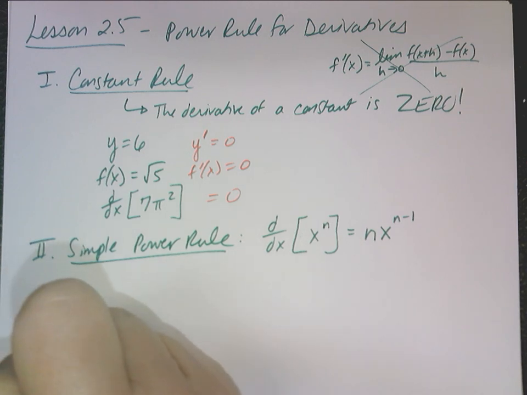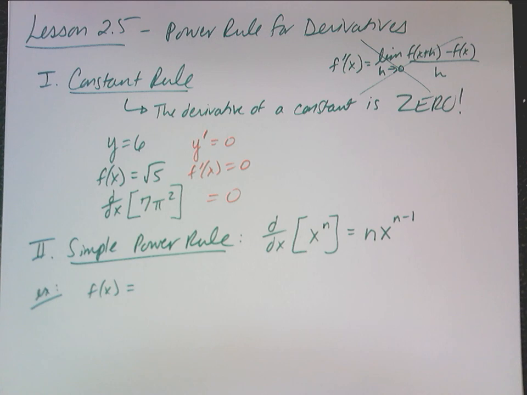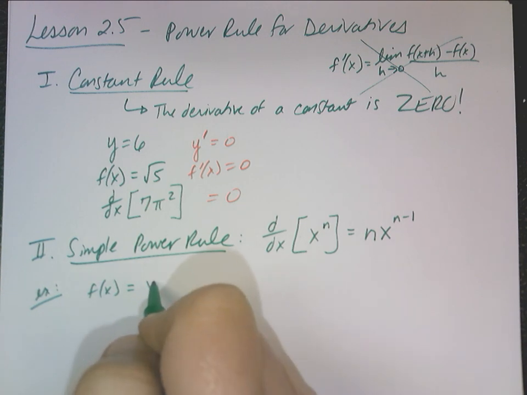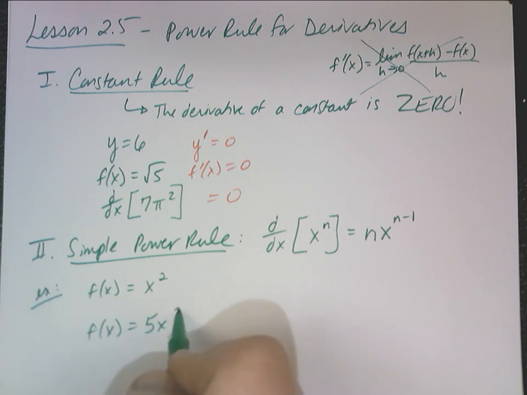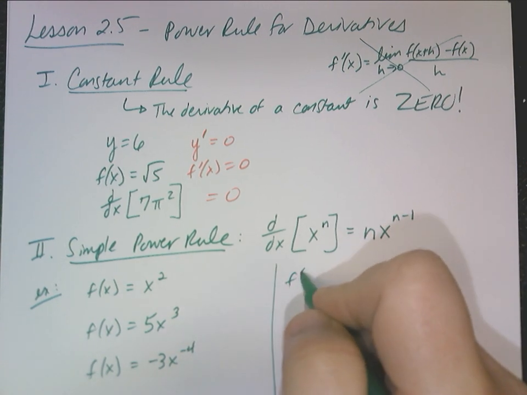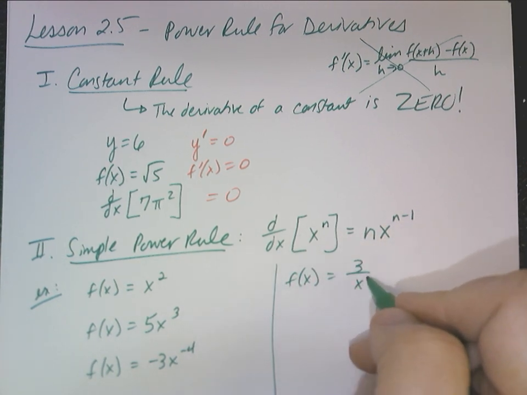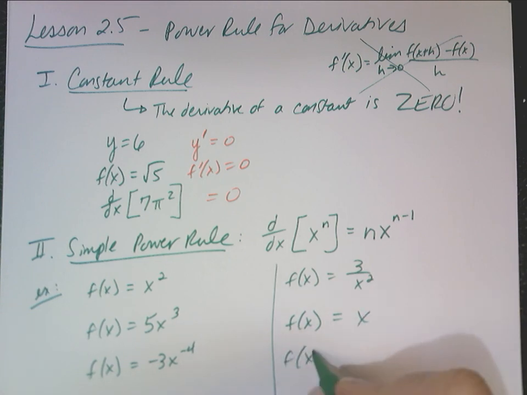So let me give you some examples. Just write it? Yeah, and let me give a couple. So f of x equals x squared, f of x equals 5x cubed, f of x equals negative 3x to the negative 4. F of x equals 3 over x squared. A lot of people get these wrong, so.